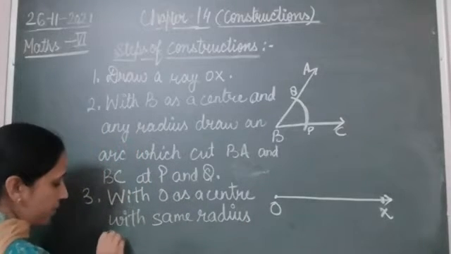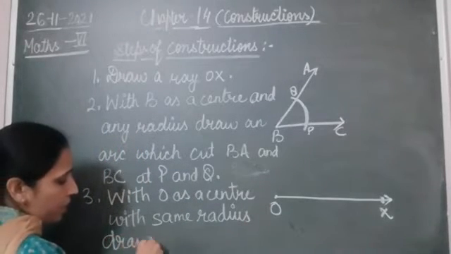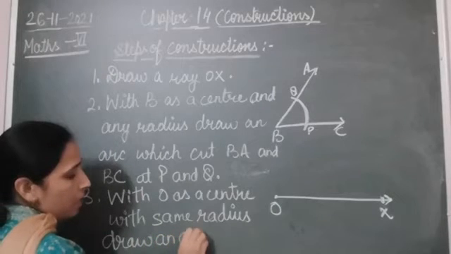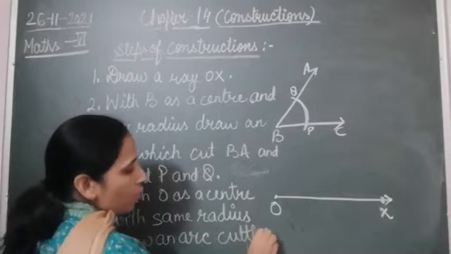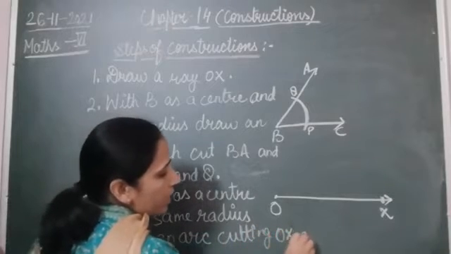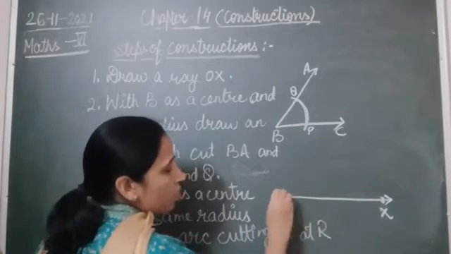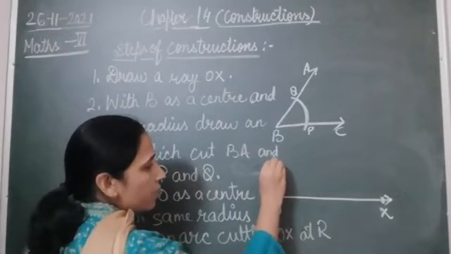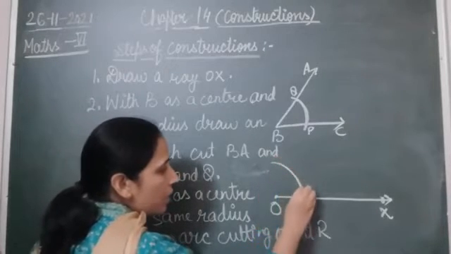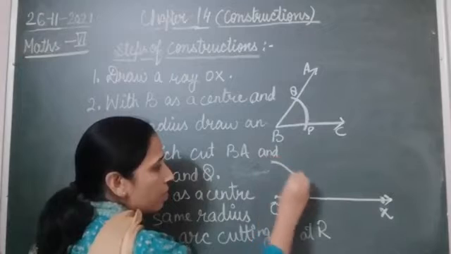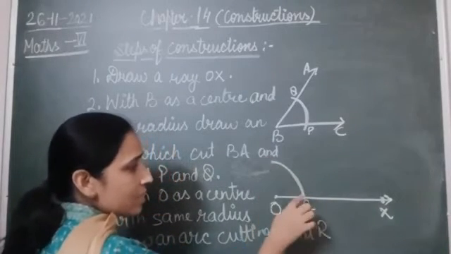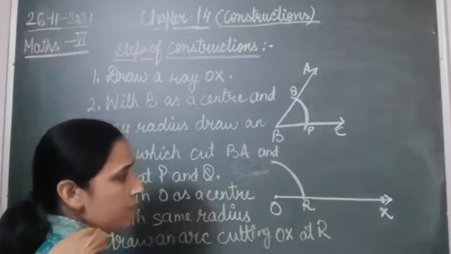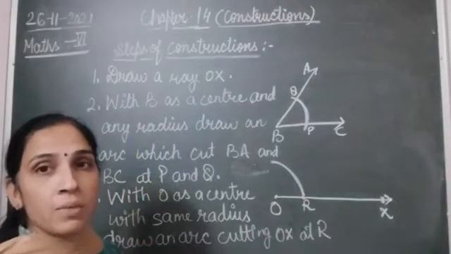Draw an arc cutting OX at R. So here what we are going to make? We are going to make an arc. Now this arc is cutting OX at R. Fine. Now what next do we have?